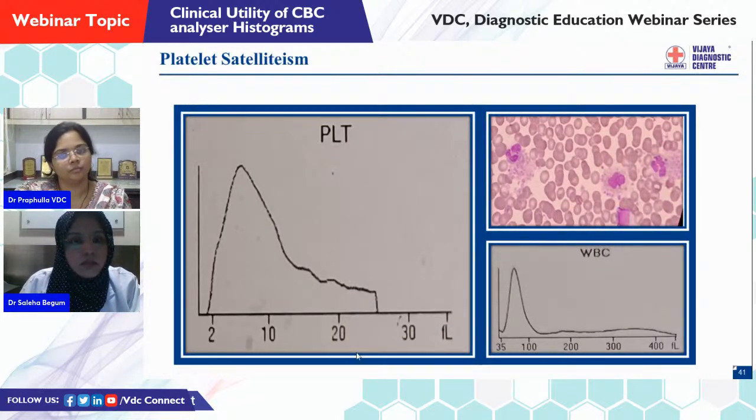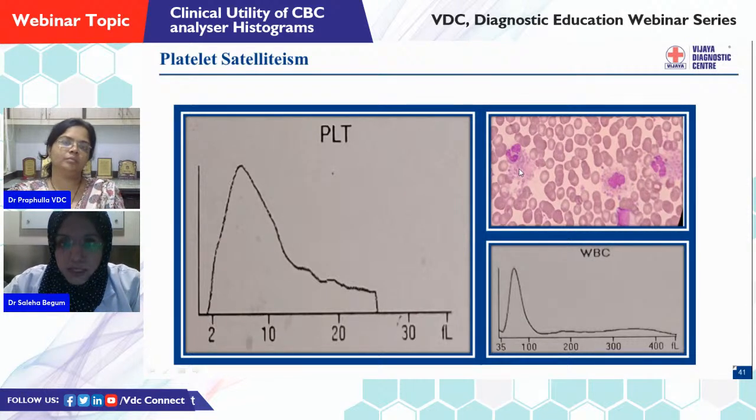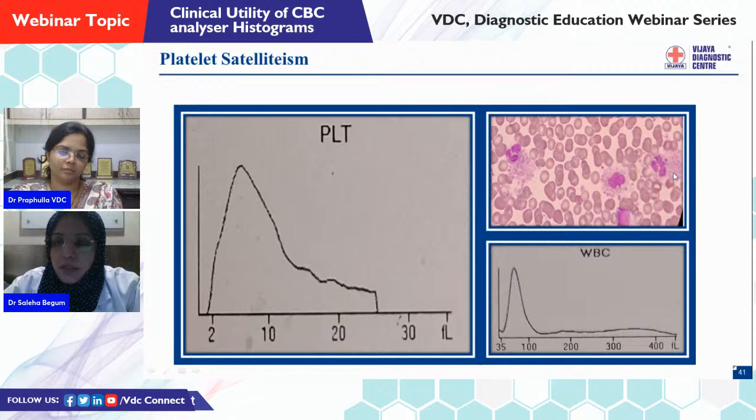Here you can see again a platelet graph starting at the baseline, having a smooth curve but not coming to the baseline. Another cause for such a graph will be platelet satellitism. Here you can see in this smear, all the platelets are forming a clump around a neutrophil. So this is a case of EDTA induced platelet clumping, where you can see the graph is not ending at the baseline.